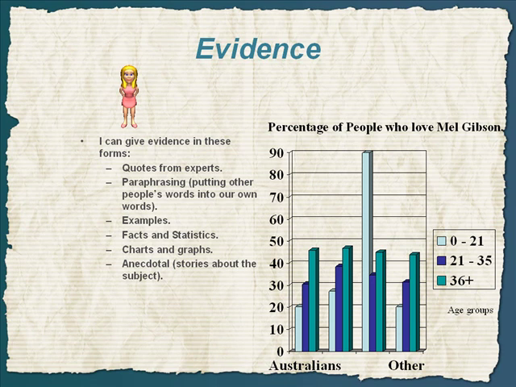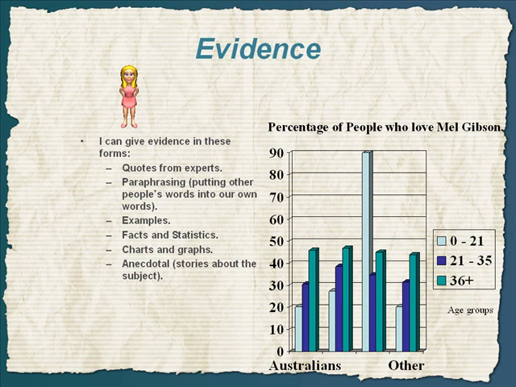Well, I could give quotes from experts. Now, if I'm trying to prove that Mel Gibson is the best actor in the world, I bet the experts I should consider would be other actors and maybe drama critics. If I give the evidence, I may need to paraphrase it, which means putting other people's words into my own words. I can give examples. I can give facts and statistics, which are numbers. 90% of people in the world think that Mel Gibson is brilliant, therefore he must be a great actor.